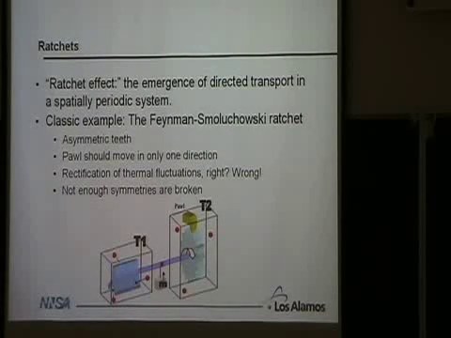Okay, so first, what is a ratchet? The ratchet effect is defined as the emergence of directed transport in a spatially periodic system. So this is very simple. And the classic example of a ratchet is the Feynman-Smoluchowski ratchet system, which you've probably already seen. So let me refresh you. The idea is that you have a circular disk which has got teeth that are asymmetric, so they're sharper on one side than on the other. And you have a little pawl that will allow the disk to turn in this direction, but it's supposed to prevent the disk from turning in the opposite direction.